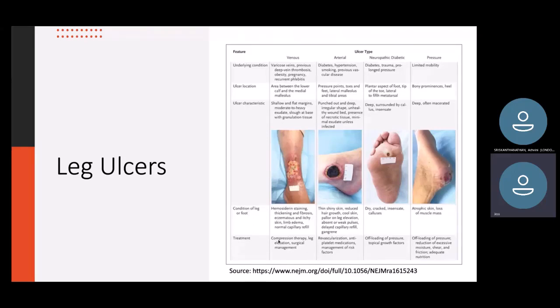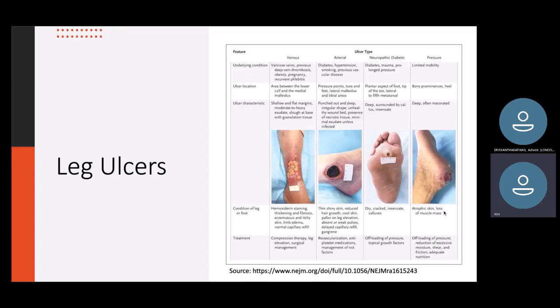And the way you treat them is shown here. Arterial, on the other hand, they're like punched out, they're deep, they're pretty painful. And you see other features indicative of arterial disease. Neuropathic ulcers are similar to pressure ulcers in that they're often in the pressure points, because basically diabetics can't feel their feet, and so they put pressure on areas longer than they should, and that causes ulcer formation, and you need special shoes or to offload the pressure basically to treat them.